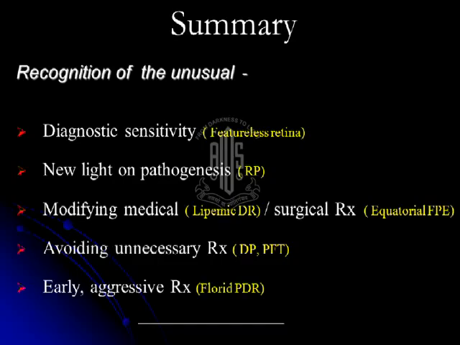So in summary, it is this recognition of these unusual and atypical features which has helped us improve our diagnostic sensitivity, as in the case of featureless retina; helped throw new light on the pathogenesis, as in the case of retinitis pigmentosa; modify medical treatment in the case of lipemic diabetic retinopathy; and surgical treatment, as in the case of equatorial fibrovascular proliferation, doing a vitrectomy for these peripheral TRDs; avoid unnecessary treatment, as with papillopathy and parafoveal telangiectasia; and mandate us to institute early aggressive treatment, as with florid proliferative diabetic retinopathy.